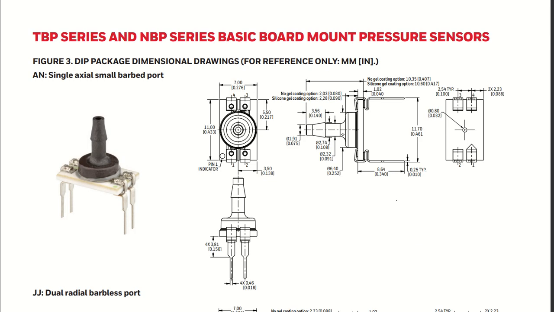So you can see this is the TBP series and NBP series basic board mount pressure sensors. Okay, and this is barbed port type single. So AN means barbed port type that we have already seen in our ordering guide techniques. Okay, and what is the length and width?